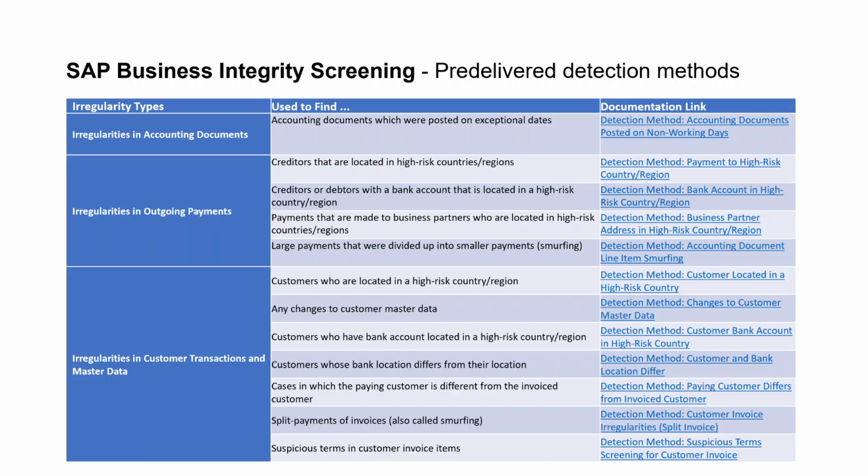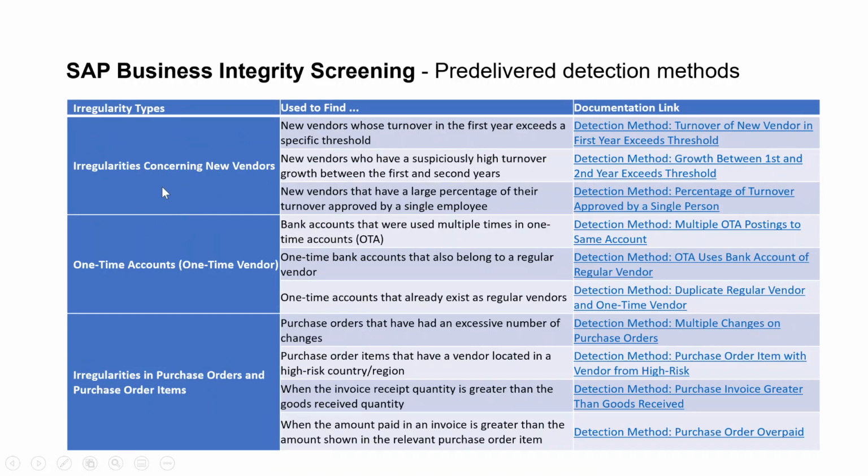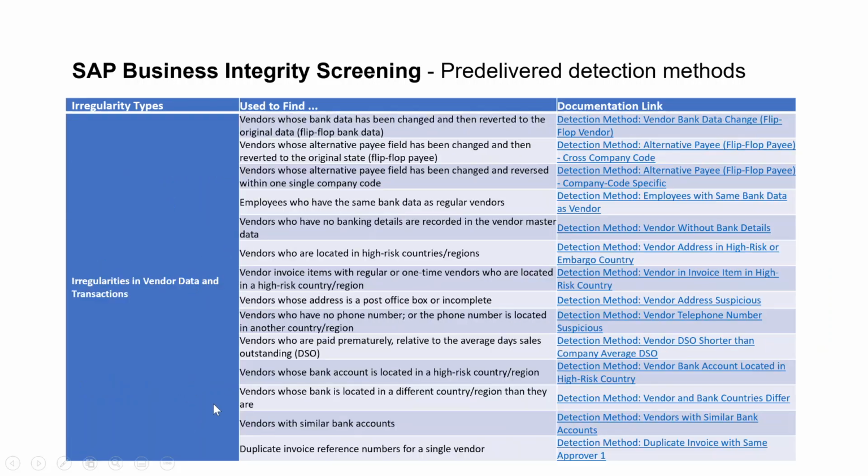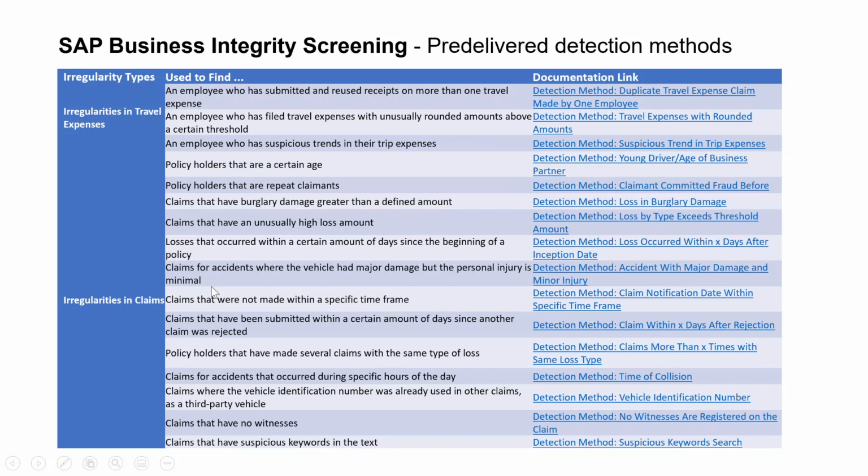So you have here the list of the different irregularity types: in accounting documents, in outgoing payments, in customer transactions and master data, irregularities concerning new vendors, one-time accounts, purchase order items, irregularities in vendor data and transactions, in travel expenses, in claims.